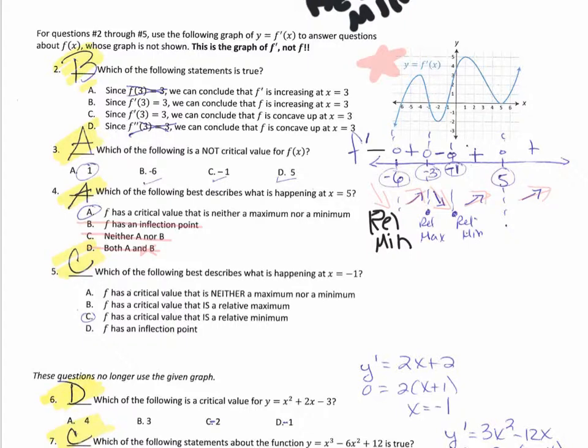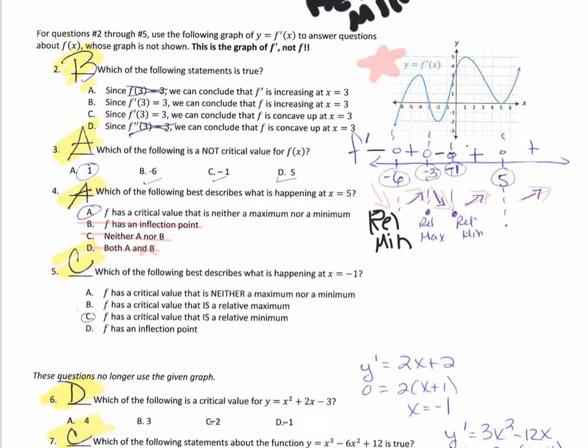Last question on this page, on this section with this graph. Which of the following best describes what is happening at x equals -1? Well, at -1, where x is -1, we know that the first derivative crosses the x-axis here, and that means the first derivative is 0. That gives us that -1 is a critical value. When we did the translation to the sign chart here, we show that -1 is 0. We have increasing and decreasing on either side, so we get a relative min there.